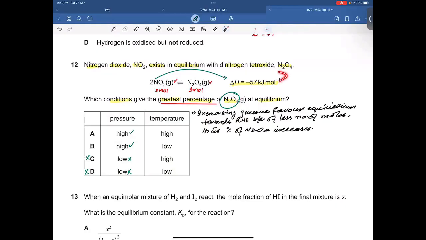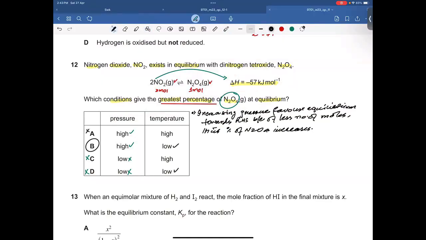Okay, since the reaction is exothermic and we want to increase the percentage of N2O4, so for any exothermic reaction, we need to reduce the temperature so that equilibrium favors towards right-hand side. So reducing the temperature basically favors the equilibrium towards right-hand side, and therefore my answer is going to be D.